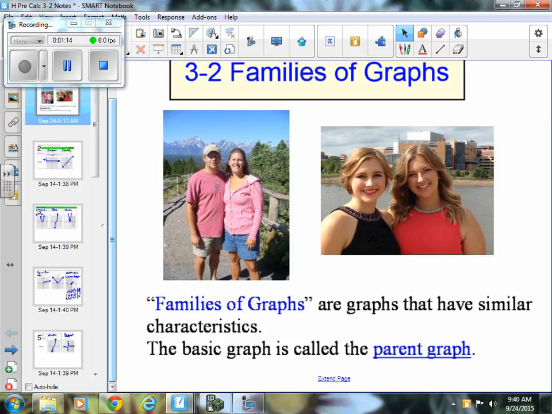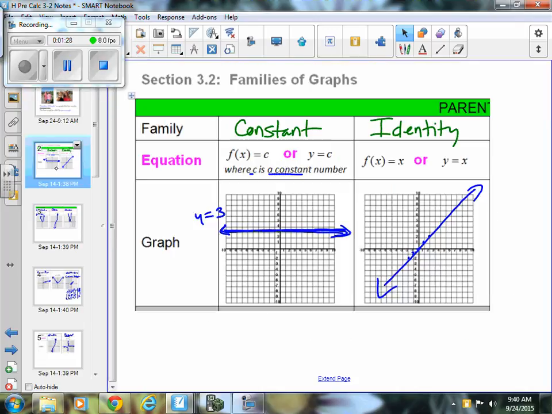So I want you to take the parent graph sheet that has all the parent graphs. I need you to have graphed all of them ahead of time. So this is just more of a check that you know what those graphs look like, but we'll kind of talk through one at a time and pause the video as you need to make sure that you have the graphs in here.